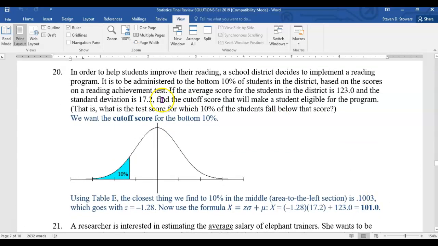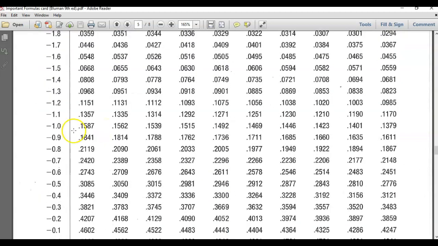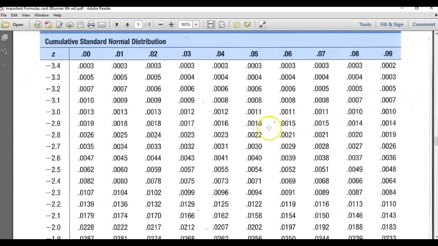For number 20, here we want the cutoff score for the bottom 10%. So we do this by first finding the z that separates that bottom 10% from the rest, the upper 90%. So if you look in table E, for the closest area you can find to 10%, right here I see 0.1003. That's real close to 0.10 exactly. And that goes with a z-value of negative 1.28.